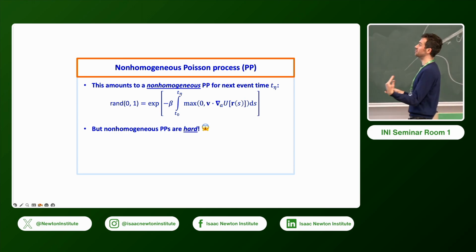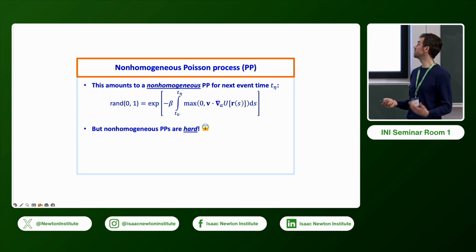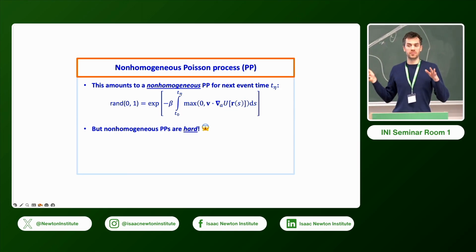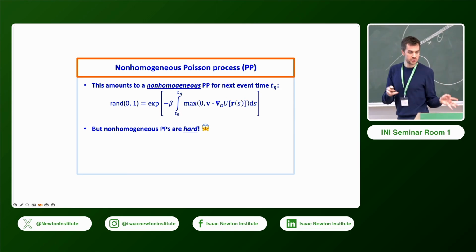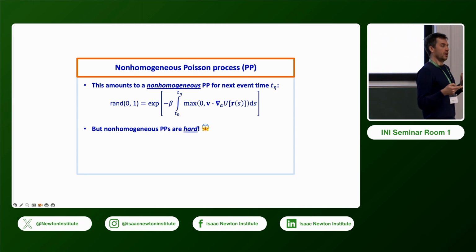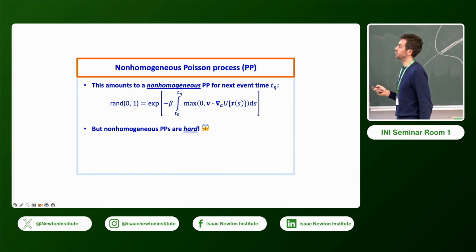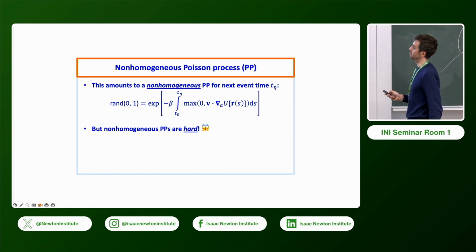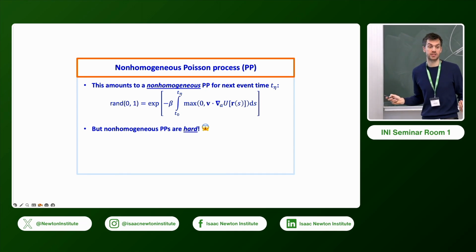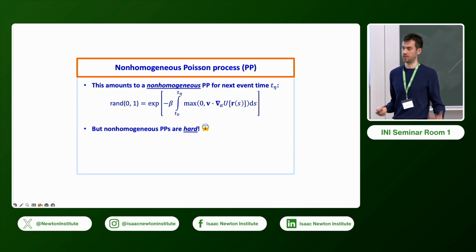Okay, so this amounts to a non-homogeneous Poisson process for the next event time t of eta. So for the few physicists in the room, not Werner, because he knows all about non-homogeneous Poisson processes, you can think of this as queuing theory with a variable rate. So in a homogeneous Poisson process, this event rate would just be independent of the system state, and then you just get some standard queuing theory.